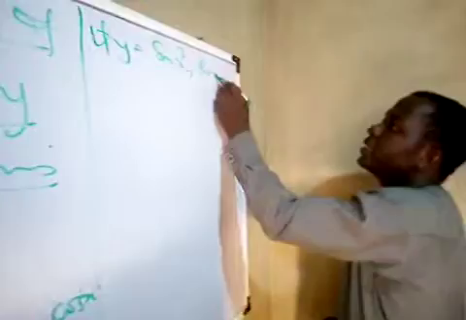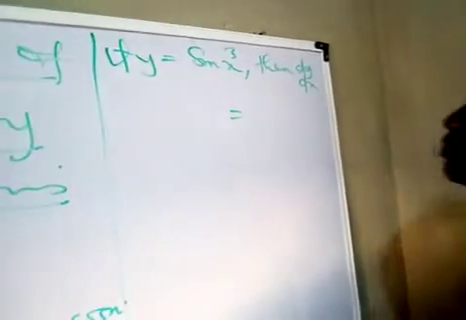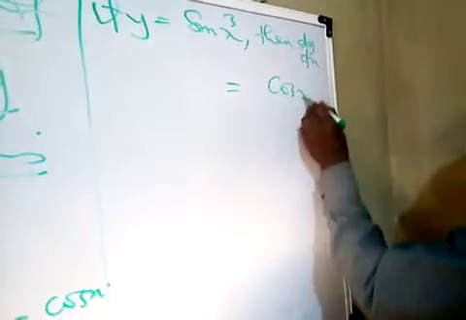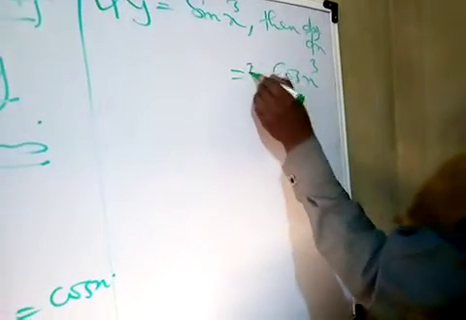So if y equals sine cubed x, dy/dx will be equal to what? Cos cubed x. Now differentiate this, you have 3x. That is what you are going to have there.